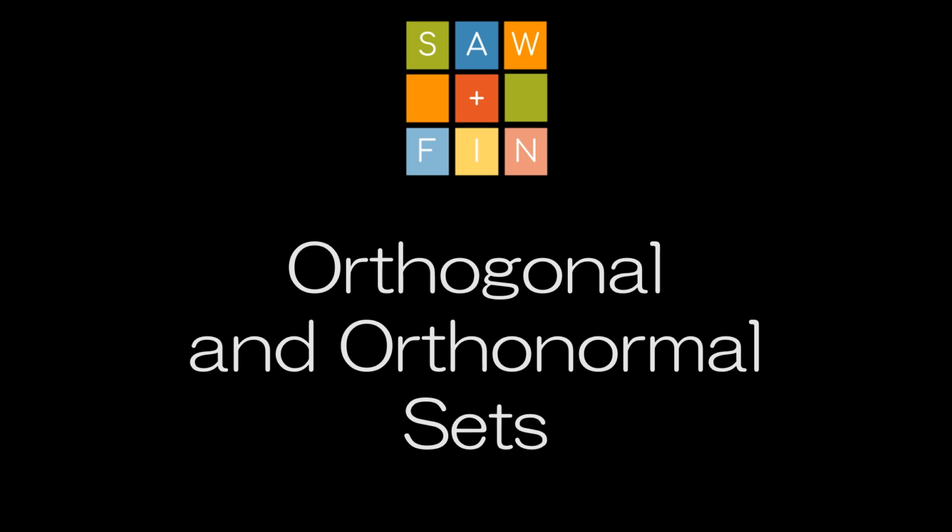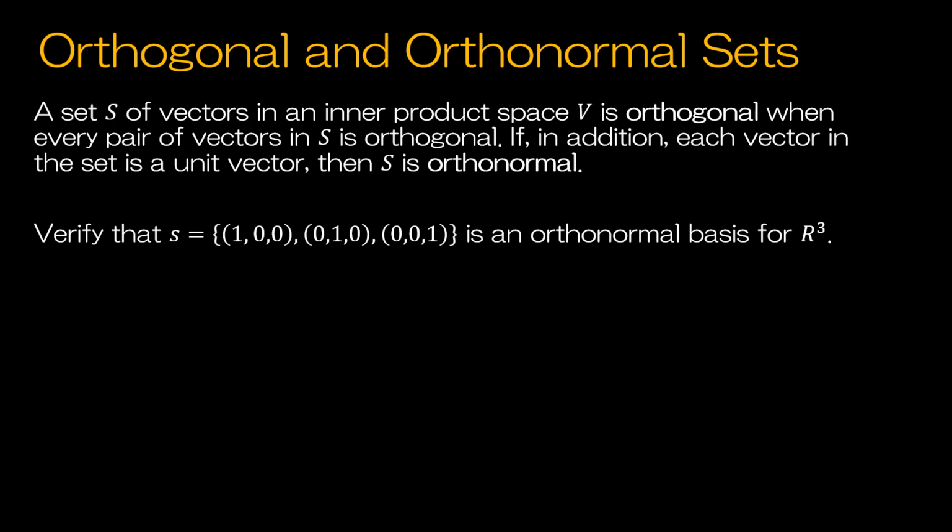Orthogonal and orthonormal sets. We worked quite a bit recently with orthogonal vectors, or vectors that were at a 90-degree angle or perpendicular. Now we want to take a look at an entire set of vectors, and when every pair of vectors in S is orthogonal, then the set is called orthogonal. And if in addition each vector in the set is a unit vector, then S is orthonormal.